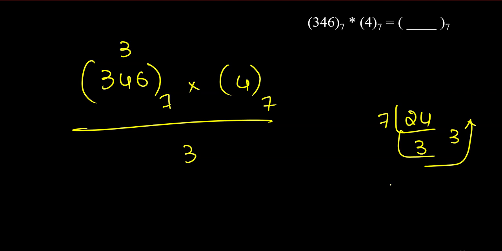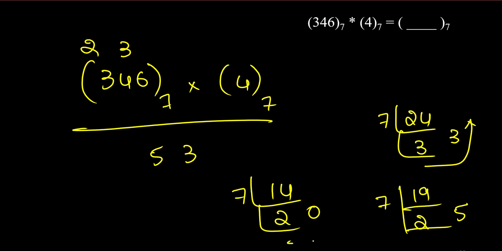You can cross-check if I show the calculator, which is online. 7 times 2 is 14, remainder 5. So 5 here, carry 2 here. 4 times 3 is 12. 12 plus 2, 14. Is 14 less than 7? No. So we should divide by 7.